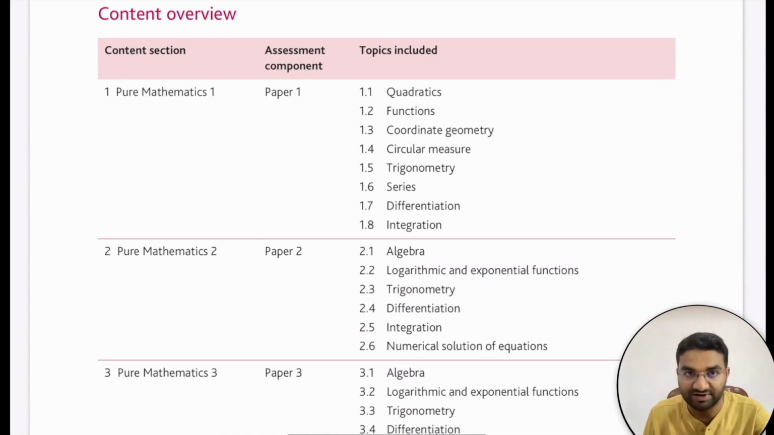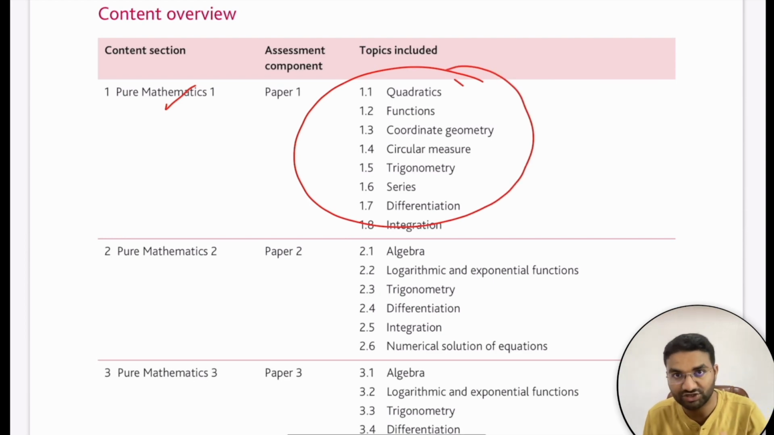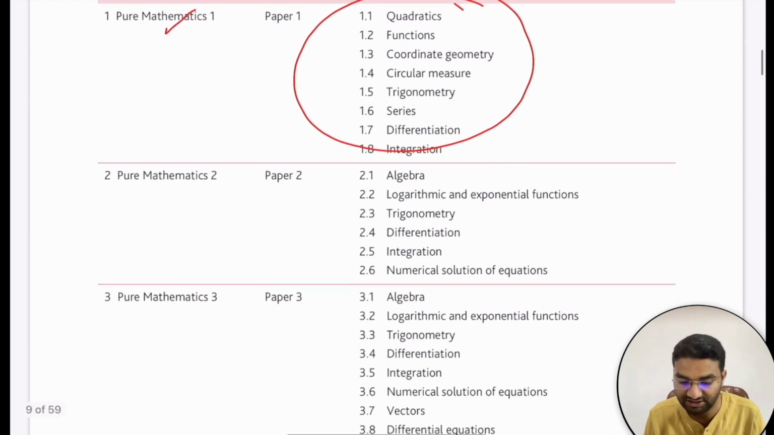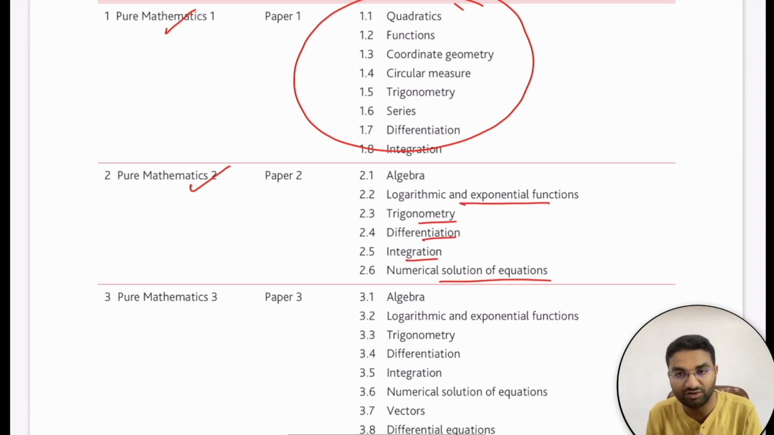So, course content. The first one is Pure Mathematics 1, that is P1. You have 8 topics: quadratics, functions, coordinate geometry, circular measure, trigonometry, series, differentiation and integration. Then paper 2: algebra, logarithmic and exponential functions, trigonometry, differentiation, integration, numerical solution of equations.